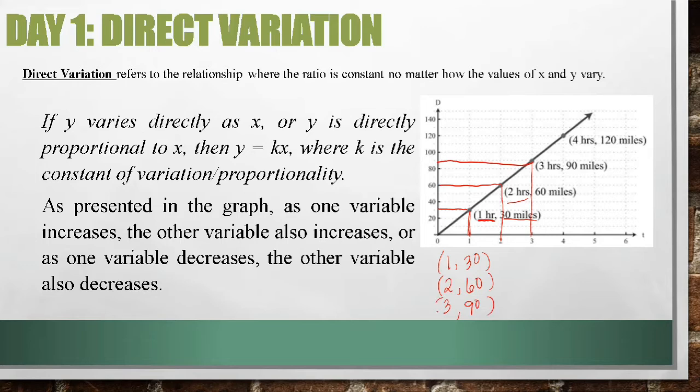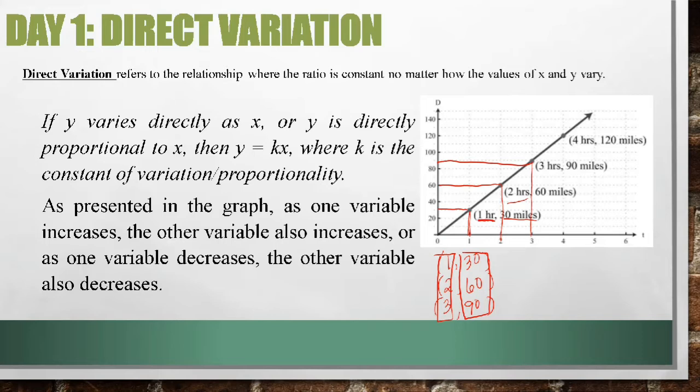Using these 3 ordered pairs, we can see that x increases from 1, it becomes 2, and it becomes 3. Therefore, as the variable x increases, the variable y must also increase. And that is correct in the graph. It shows in the graph that y also increases from 30 to 60 to 90.